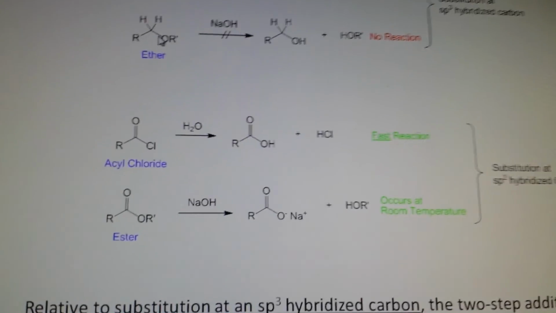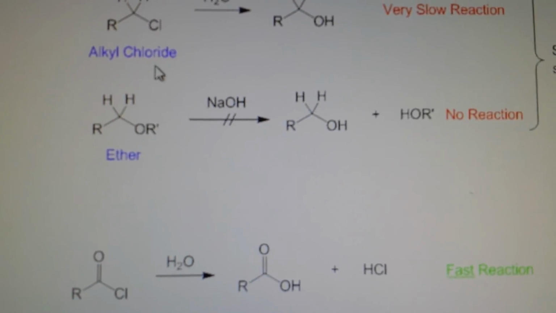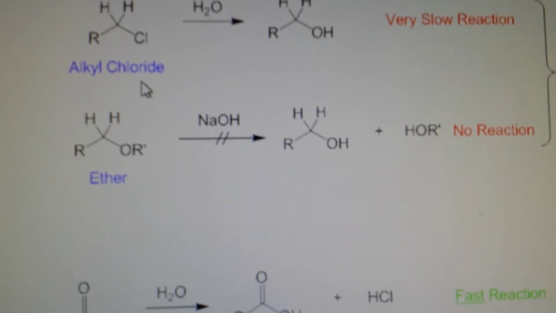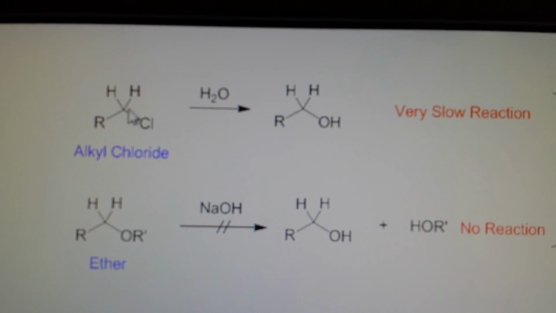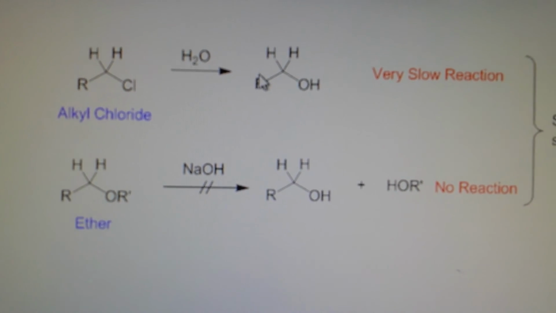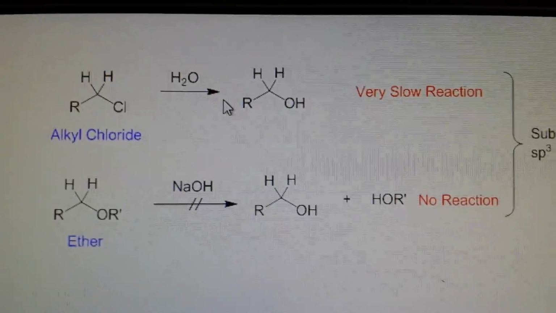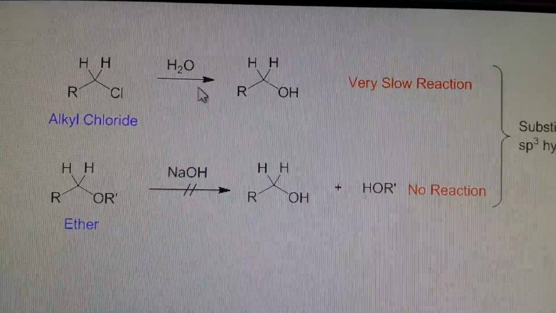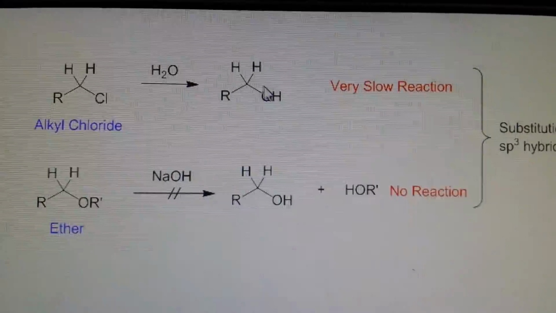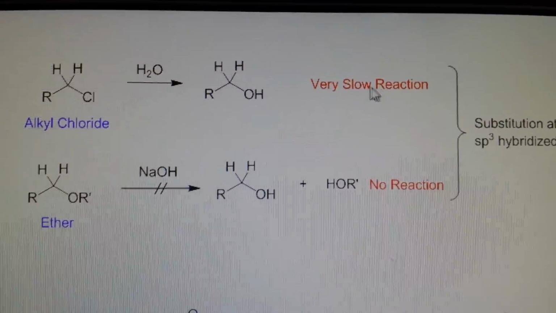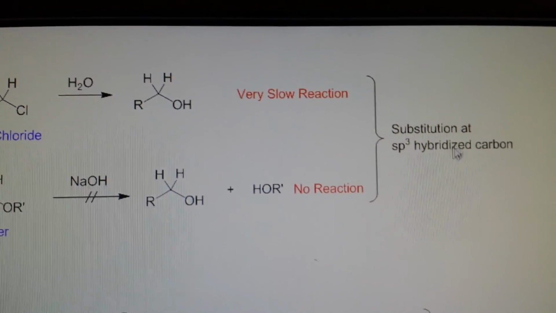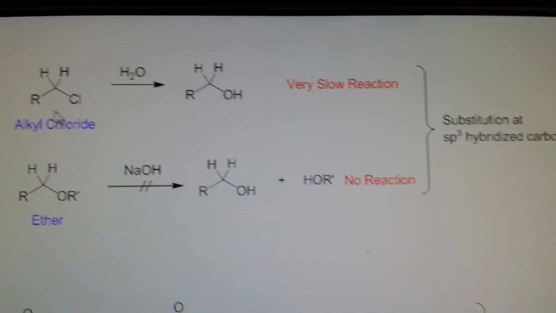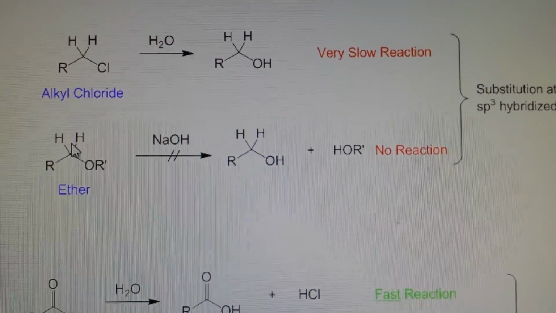This is another reaction. You see this is alkyl halide, alkyl chloride on the top. You see what happened with this alkyl halide if you put water on it. You put water on it, you get alcohol. Very slow reaction. This chlorine leaves and OH forms a bond here, but it is a very slow reaction. Substitution at sp3 hybrid carbon.